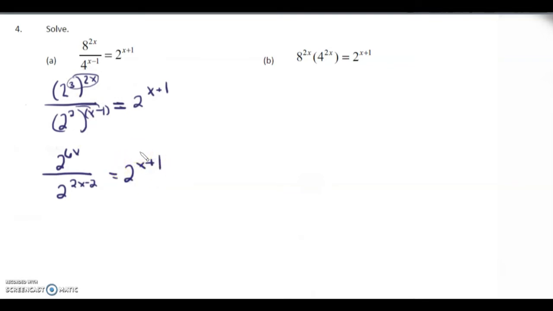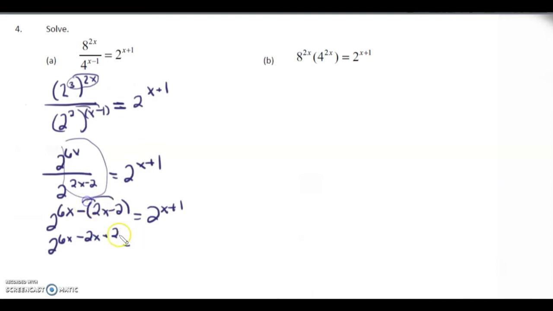So this is the reason I did that. When we have the same base, we can subtract the exponents. That's like an exponent law. So what I'm going to do is rewrite this fraction as 2 to the 6x minus, and you have to bracket it because we have to subtract this entire thing, 2x minus 2. Okay, and then just write the right-hand side as it is. So I get 2 to the 6x minus 2x plus 2. And that was just me distributing that negative sign in.